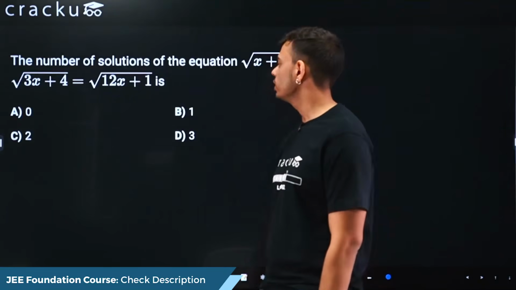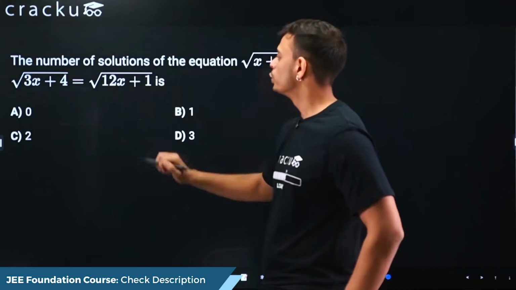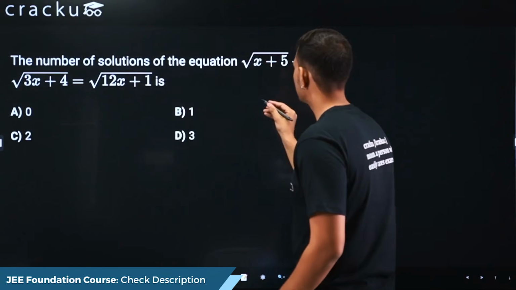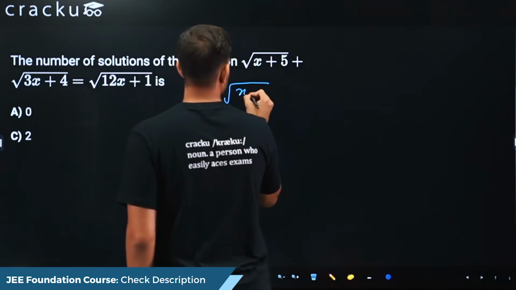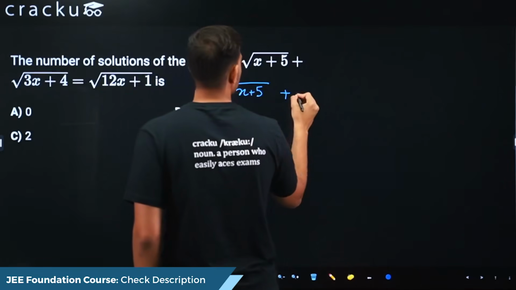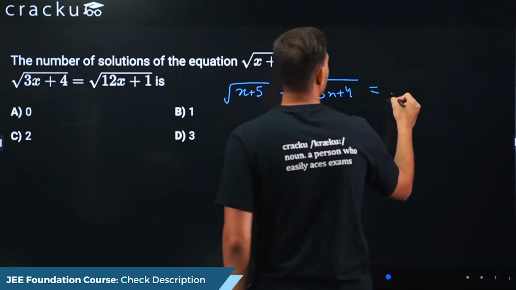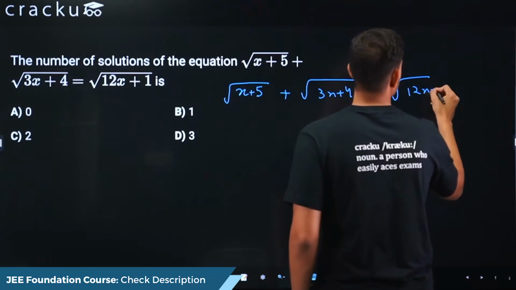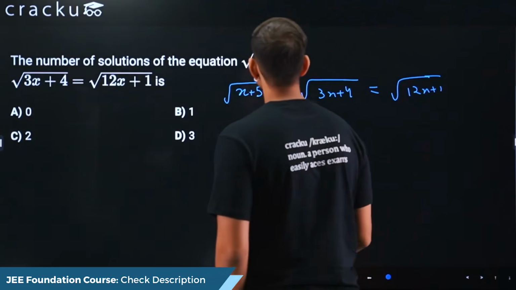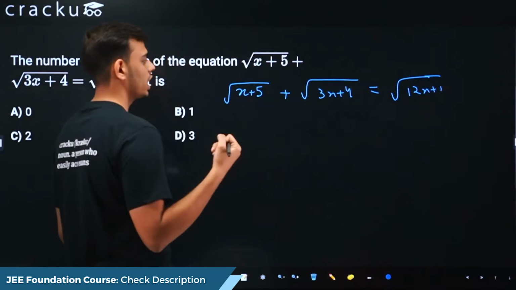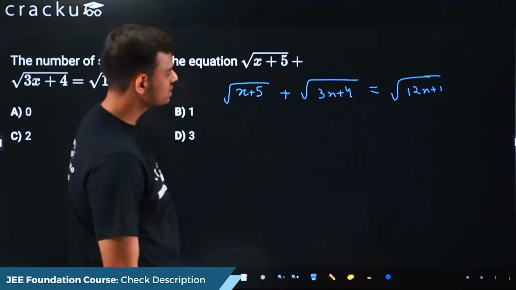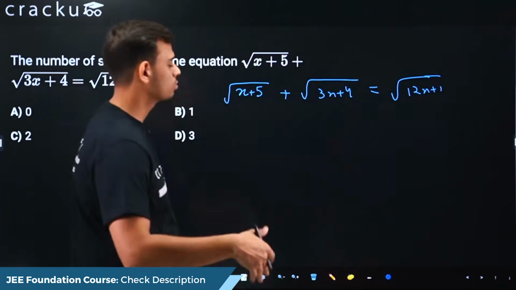In this question, we are given some root equations. We are given that root of x plus 5 plus root of 3x plus 4 equals root of 12x plus 1. Whenever we see roots, we'll try to rationalize them. How do we rationalize them? We'll just take squares on both sides.